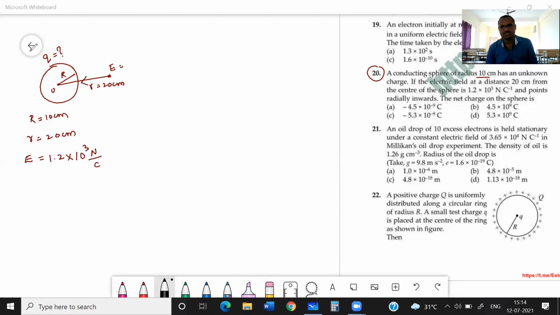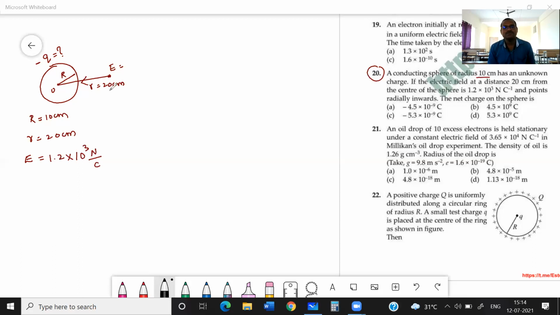Then what should be the charge? See, students, if the electric field is toward the center of the sphere, then the charge should be negative. Make this point clear first. It means your option should be negative, so either it is A or B. Clear? Now let us find the value.